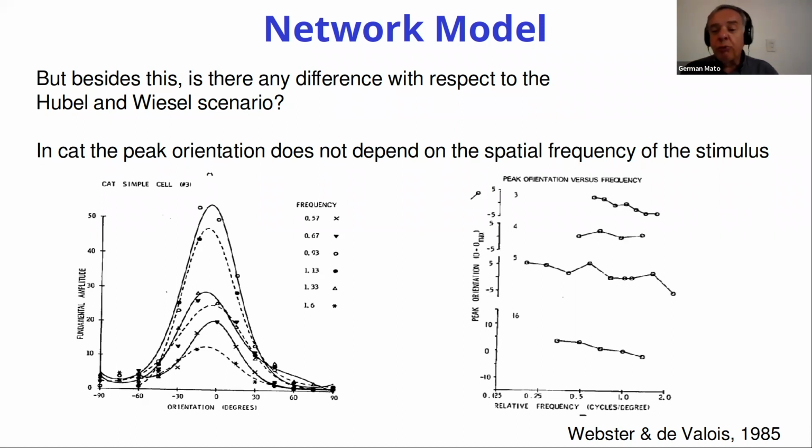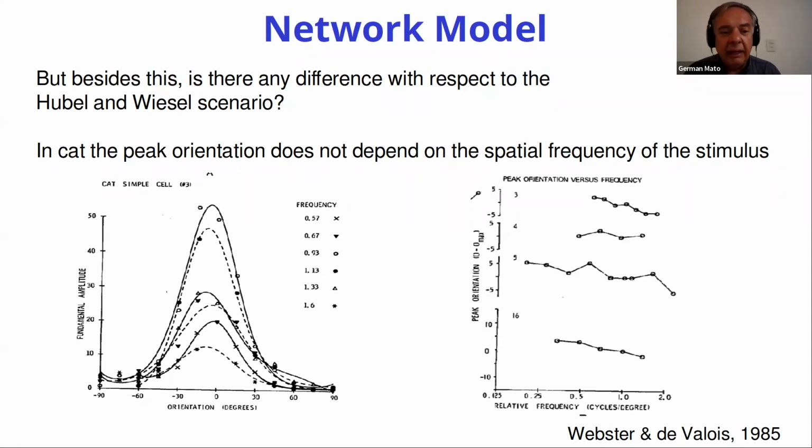This experiment was performed by Webster and de Valois in 85. This is quite an old paper, right? And they found that when I change the spatial frequency of the stimulus, there is a very strong change in the firing rate of the neurons. The firing rate goes from 10 to 50 hertz, for instance, but the preferred orientation is essentially always the same. This is on the left.